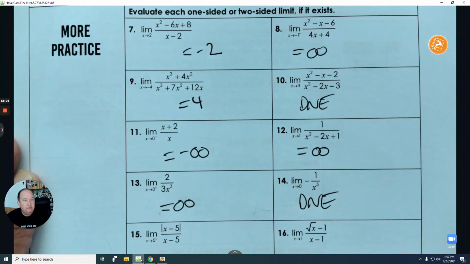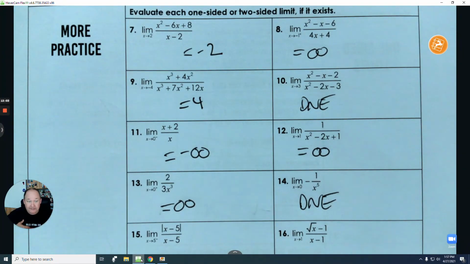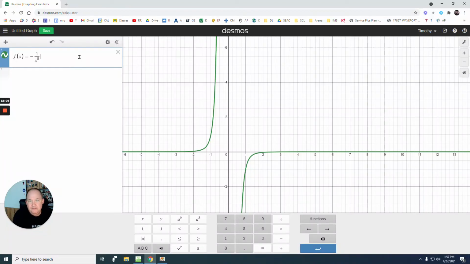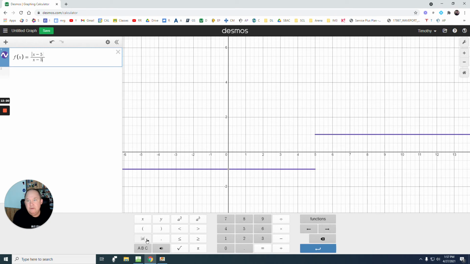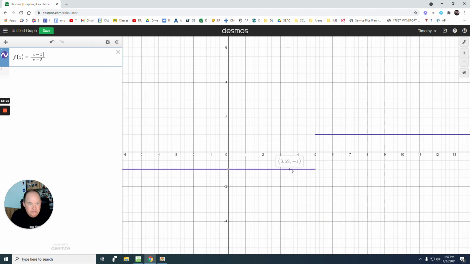So just so you have the answers for 7 to 14. I'm going to be working off a graph, so I'm going to go back to this. We have the absolute value of x subtract 5 over x subtract 5. So what's the limit from the left? From the left, the answer is negative 1. And if it asked you from the right, the answer would be positive 1.